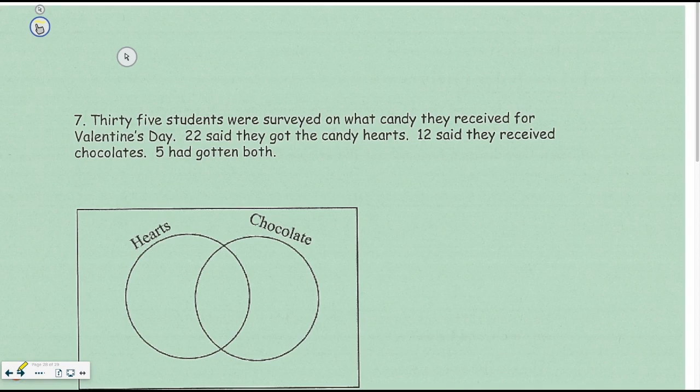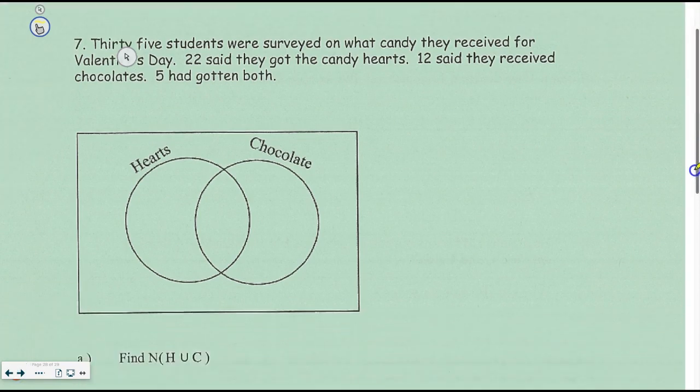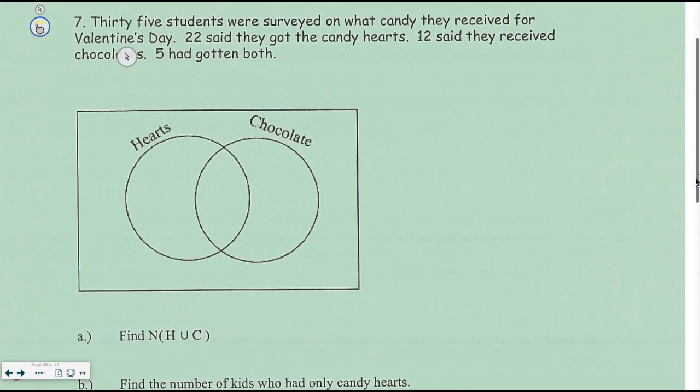So last up, the Venn diagram. If you don't make it correctly, then you're not going to be able to answer any of the subsequent questions. So remember when we talked about this, I highly advised you to read it first and see what choices you're making. So these are 35 students asked about what candy they got on Valentine's Day. 22 said that they were giving out candy hearts. 12 said chocolates. 5 said both. And I bet there are some that are like, neither. I didn't get either. All right.